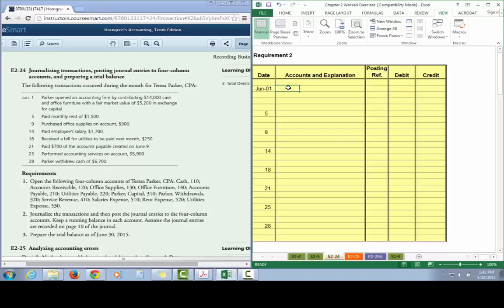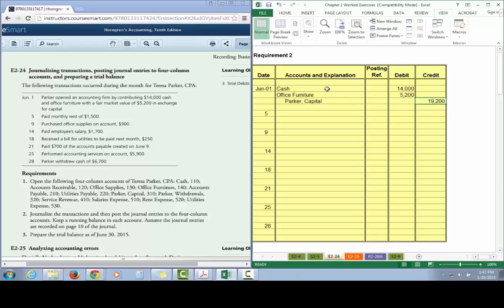So we added cash to the business, so the business is getting cash, so we're going to debit that. And we gave office furniture. Office furniture is an asset, so we're going to debit office furniture for the value. So we gave $14,000 cash and $5,200 in office furniture, okay? And we gave those in exchange for capital. So they're going to get Parker capital in exchange for those assets, okay? And that increases with a credit, and it's going to be the total of those two debits, okay? So our debits and credits still balance. The debits totaled $19,200 and the credit is $19,200.